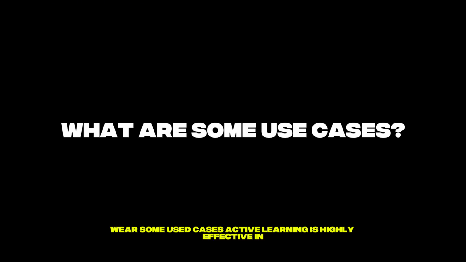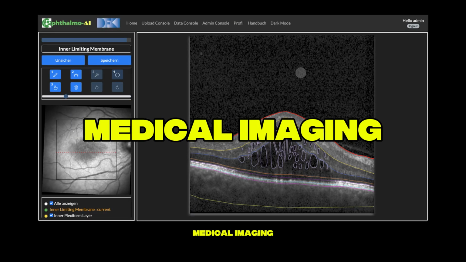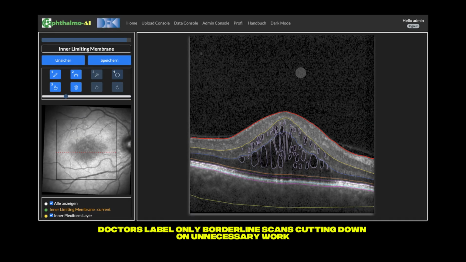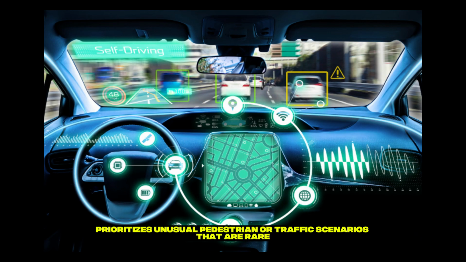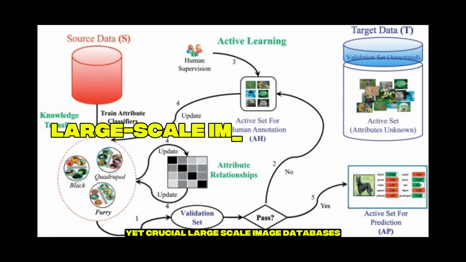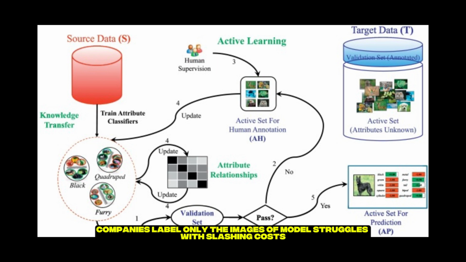What are some use cases? Active learning is highly effective in medical imaging. Doctors label only borderline scans, cutting down on unnecessary work. Self-driving cars prioritize unusual pedestrian or traffic scenarios that are rare yet crucial. Large-scale image databases. Companies label only the images the model struggles with, slashing costs.